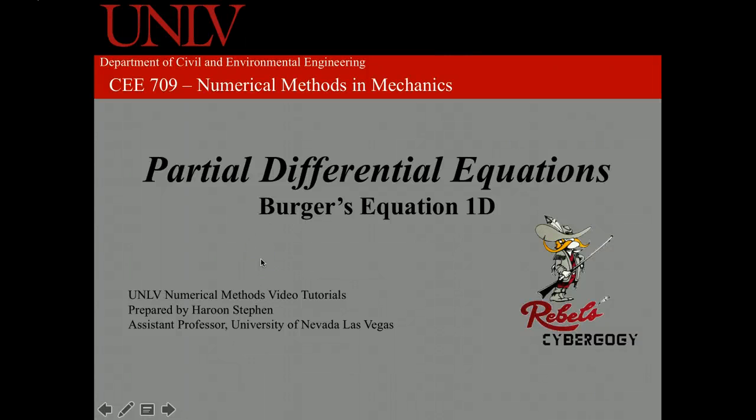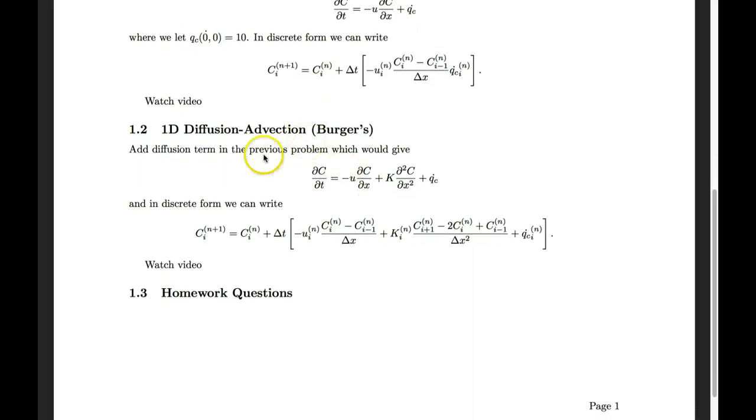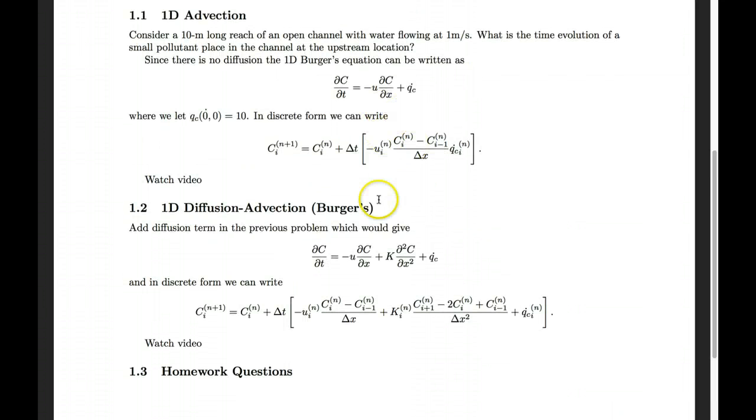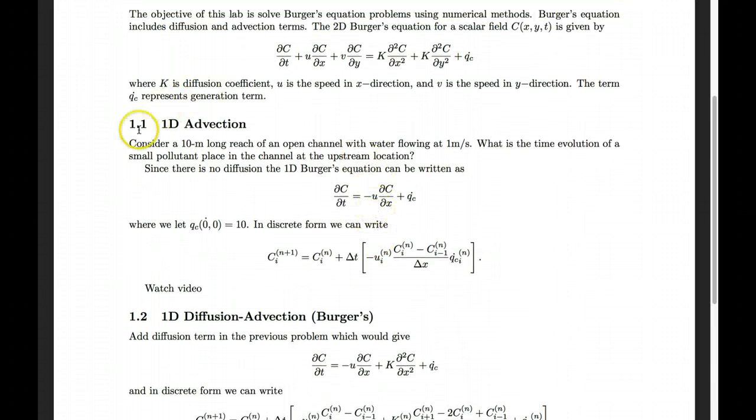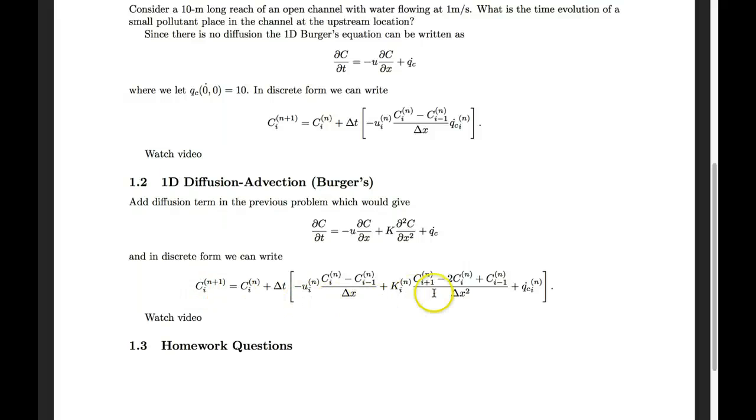In this tutorial, we will look at Burgers' equation in 1D. It's basically also called diffusion advection because we have both advection and diffusion terms here. And we will use the same code that we developed for the 1D advection case, and add another diffusion term to it. And here is the numerical implementation. We add this second derivative into our model.